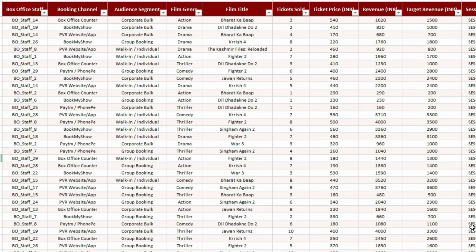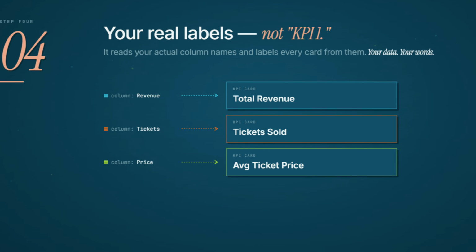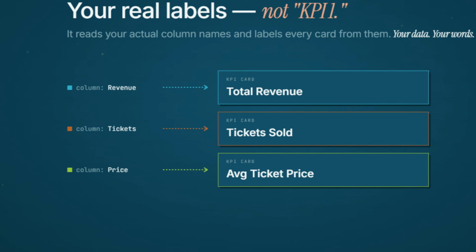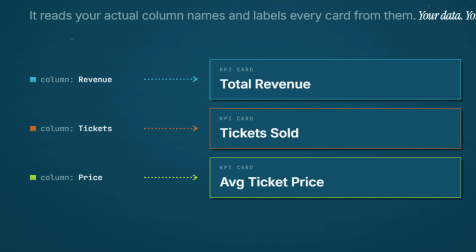So for the PVR cinema ticket sales dataset, it reads the data and automatically creates card labels such as total revenue, total tickets sold, average ticket price, your real data, your real labels.